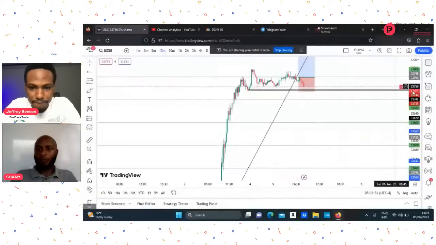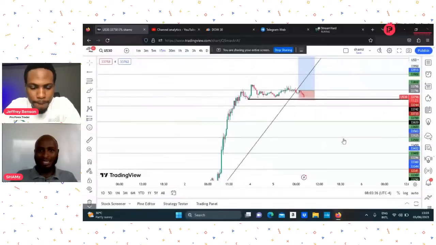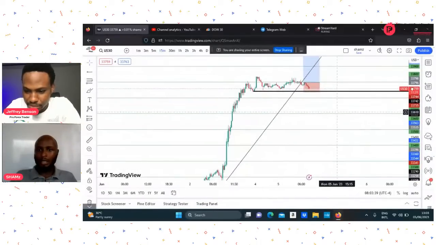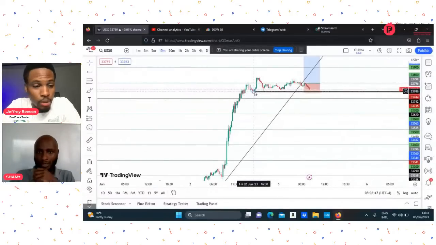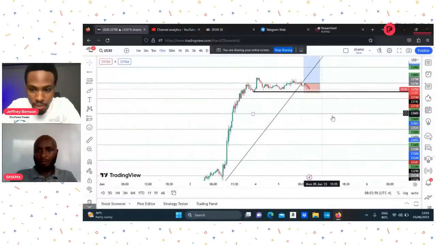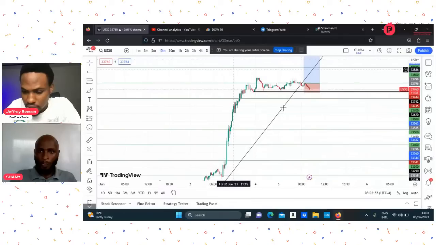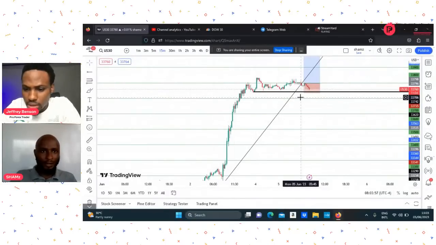This is the US 30 chart, and if you can see clearly, the trade I sent this morning around 10 a.m. is actually going against us, but that doesn't mean it's a loss for now because it's yet to hit our stop loss. There's a major resistance demand zone here, so I expect our price to hit our TP. Price is yet to hit our stop loss, so the trade is still valid.